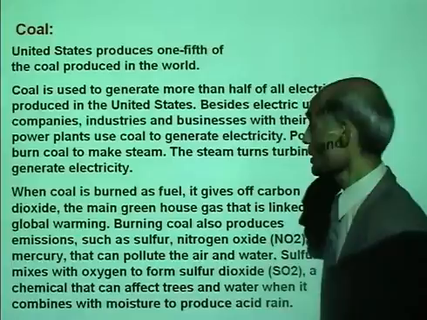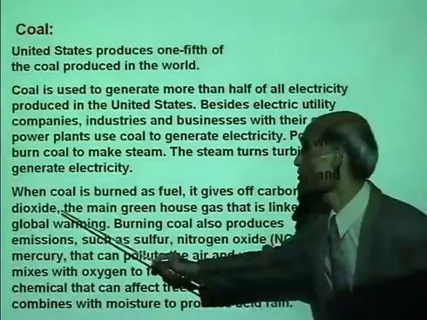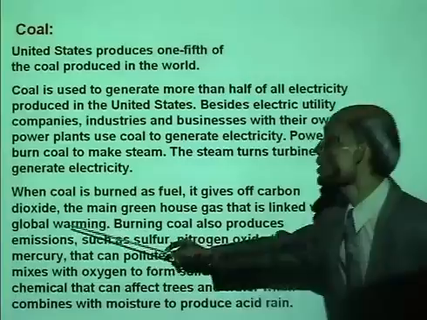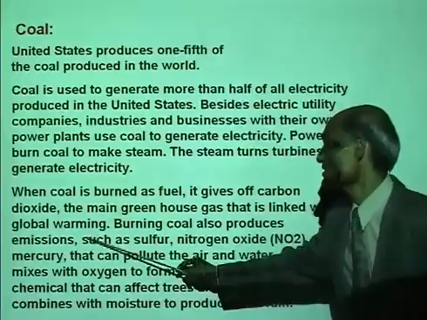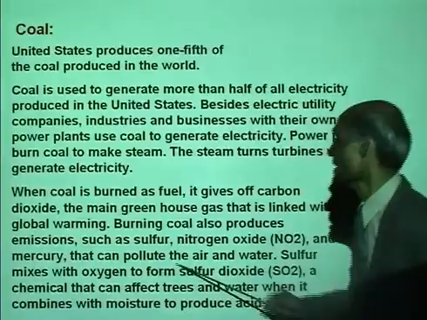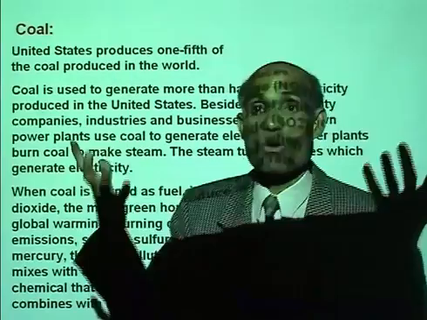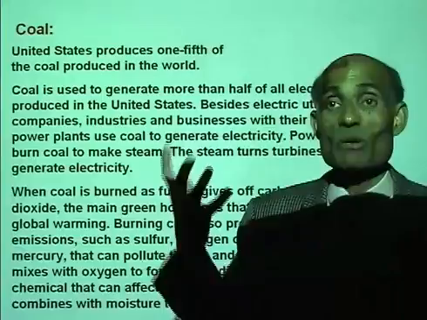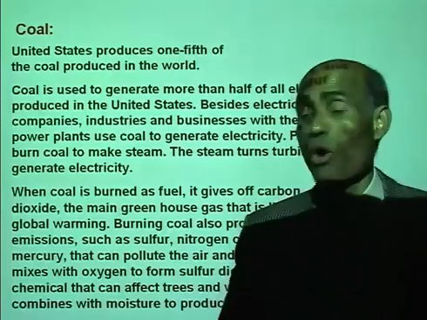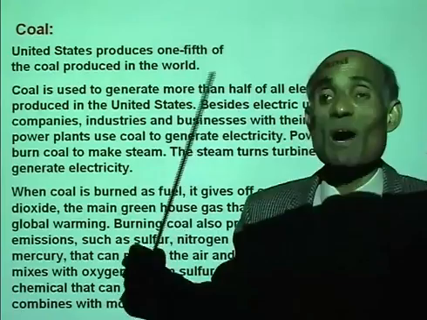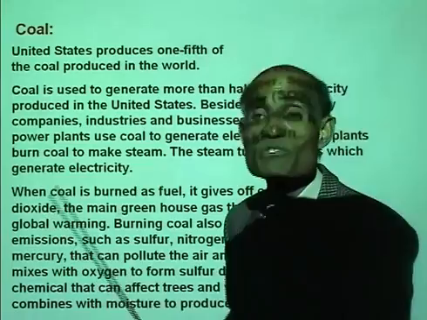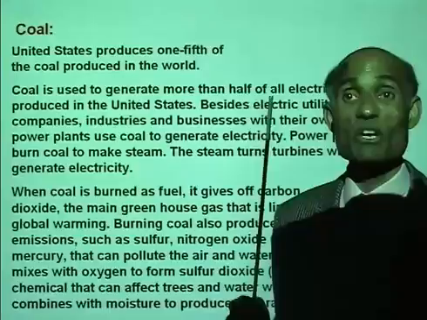When coal is burned as fuel, it gives off carbon dioxide, which is the main greenhouse gas and is linked with global warming. Burning coal also produces other emissions such as sulfur, nitrogen dioxide, and mercury that can pollute air and water. So we need energy. All of us need electricity. Is that right? That means we need to burn coal. But burning coal and producing electricity for us is going to throw all these pollutants into the air. That means we are making the environment unsafe for us. So one of the things that you need to learn as a result of that is we need to learn to conserve our energy consumption.